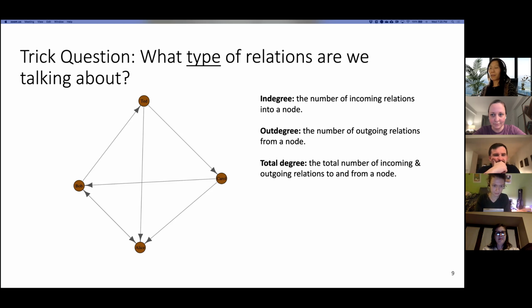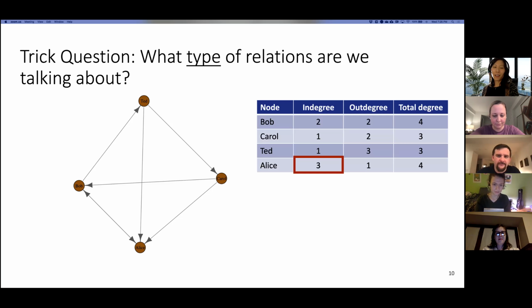So for example, Bob thinks that Ted and Alice are his good friends. And so this is like how outgoing or outward you are. And then there's a total degree, which is the count of the in degree and the out degree. So yeah, it was kind of a trick question. I think it's really just to show that there are different interpretations and it really depends on what you're interested in. And that's exactly what this kind of table is supposed to show.